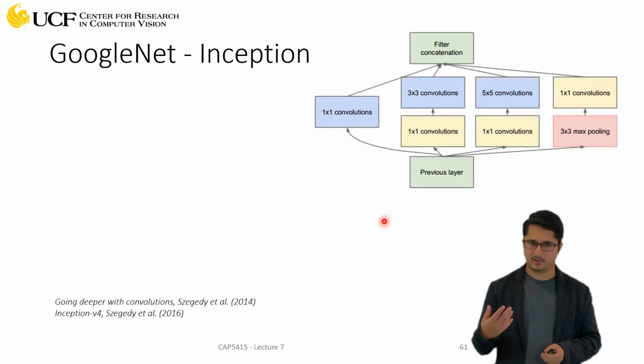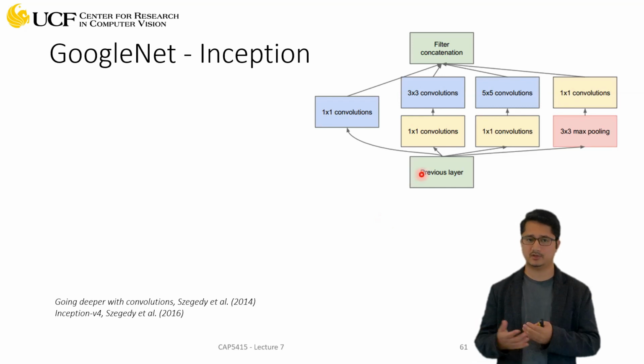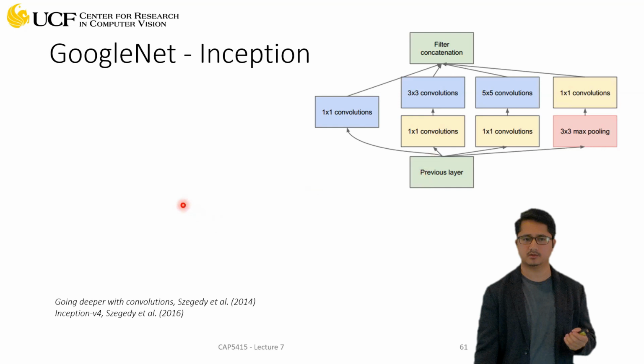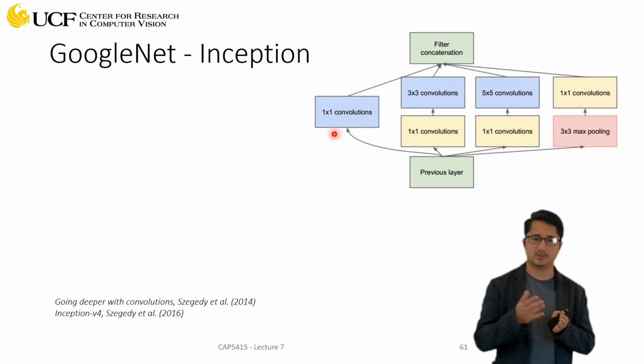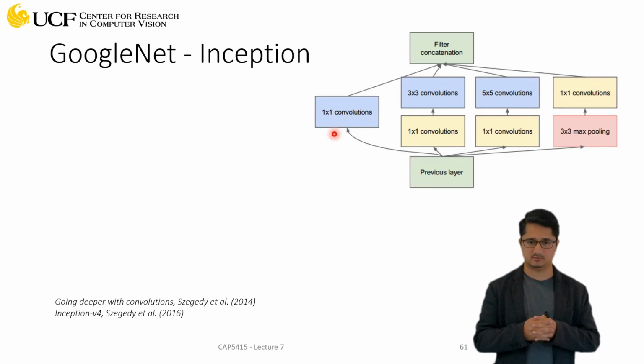Now we have another category which is called Inception. So these are called Inception Nets, you can say, or maybe GoogleNet, because they were developed by Google. Now the motivation for ResNet was to be able to train deeper networks. Okay, Inception is slightly different.